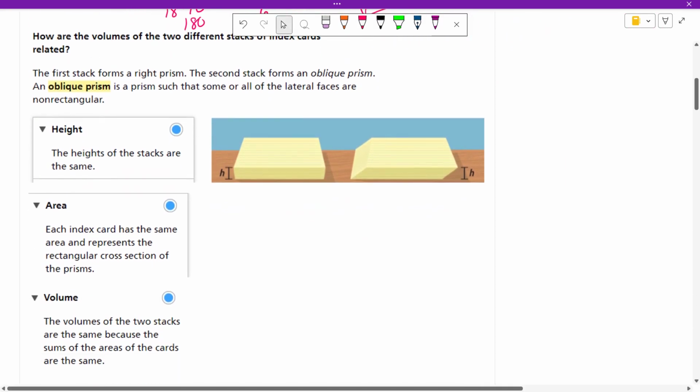All right. An oblique prism. I got some in my toys here. Or I used to at least. You've got a straight up and down prism, and then you've got the leaning tower of Pisa prism. Okay? It has a lean to it.